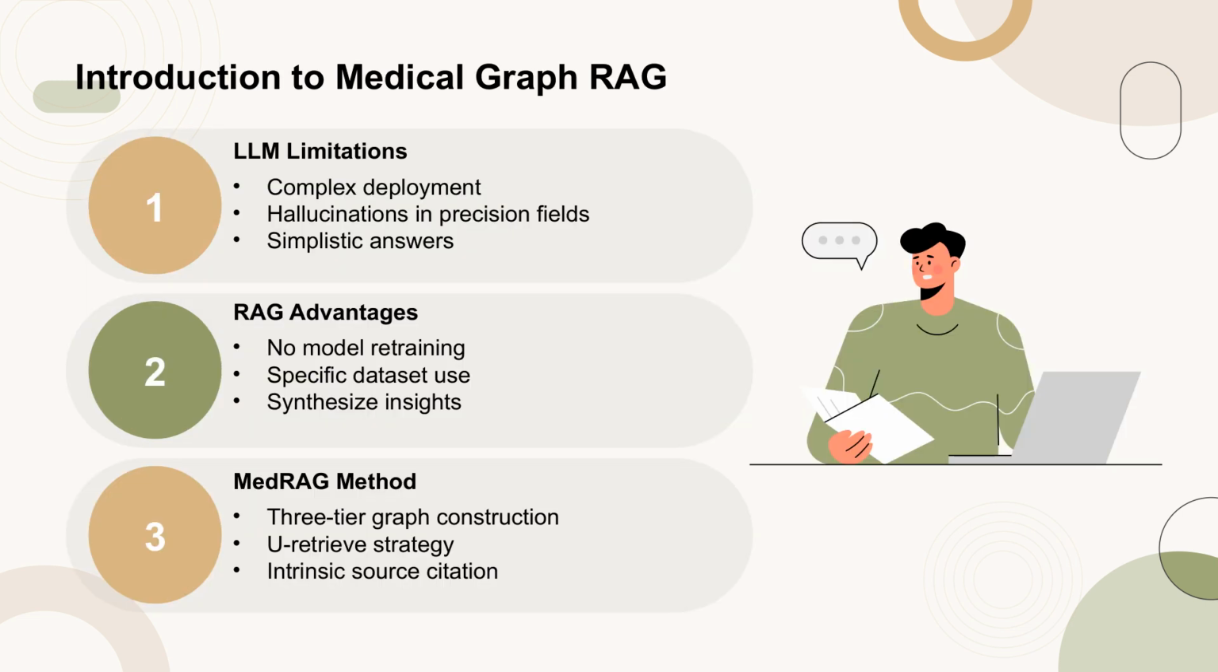The rapid advancement of large language models, LLMs, has transformed natural language processing and AI applications. However, LLMs face challenges in specialized fields like medicine due to complex deployment and potential for hallucinations. Retrieval-Augmented Generation (RAG) addresses these issues by using specific datasets without model retraining, but it struggles with holistic understanding. The MedGraphRAG (MedRAG) method improves LLM performance in medicine through a three-tier hierarchical graph construction and a U-retrieve strategy, enhancing transparency and interpretability with intrinsic source citations.